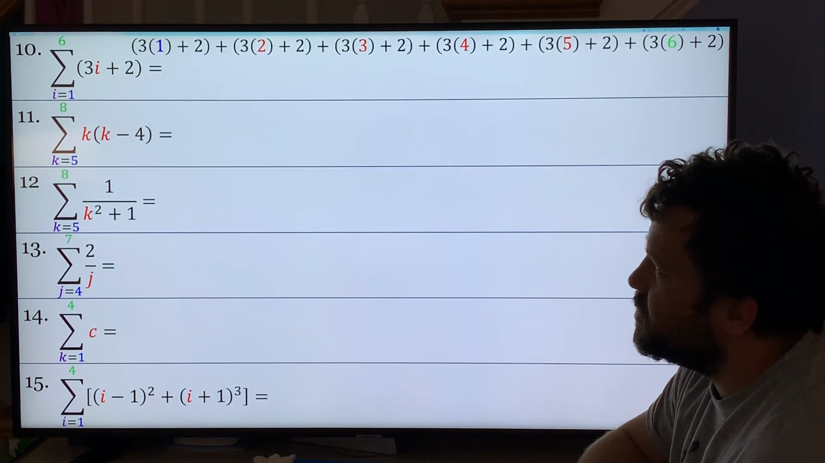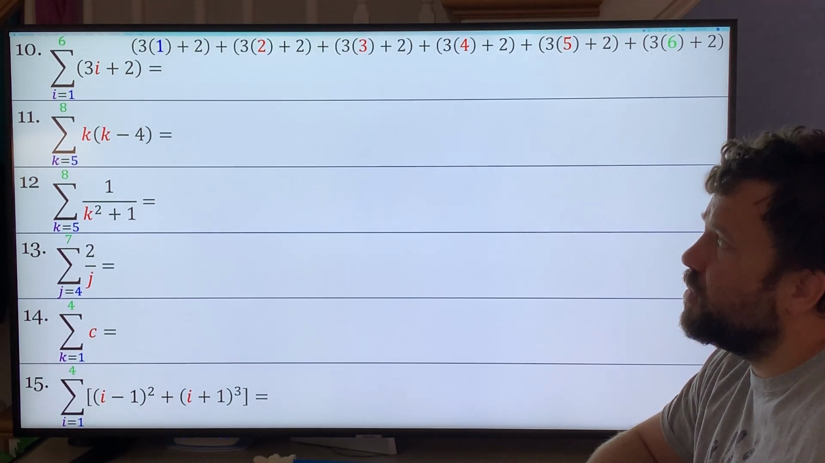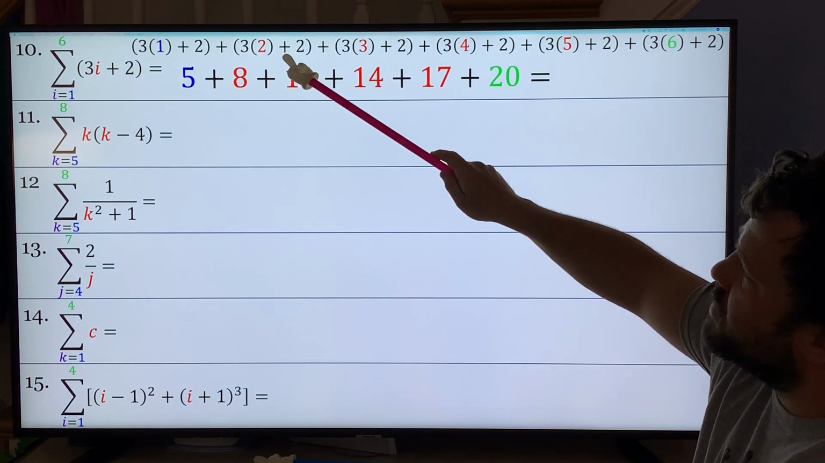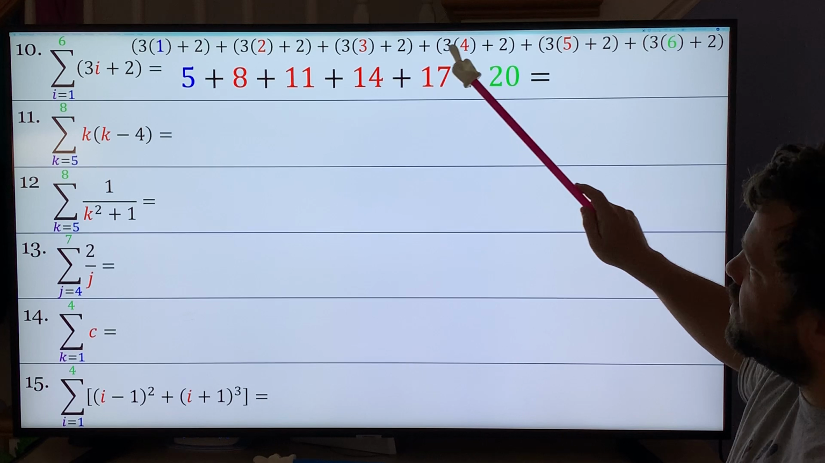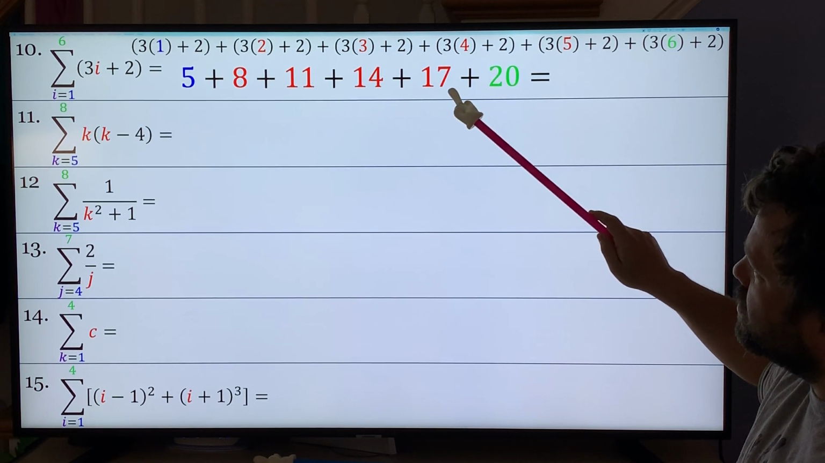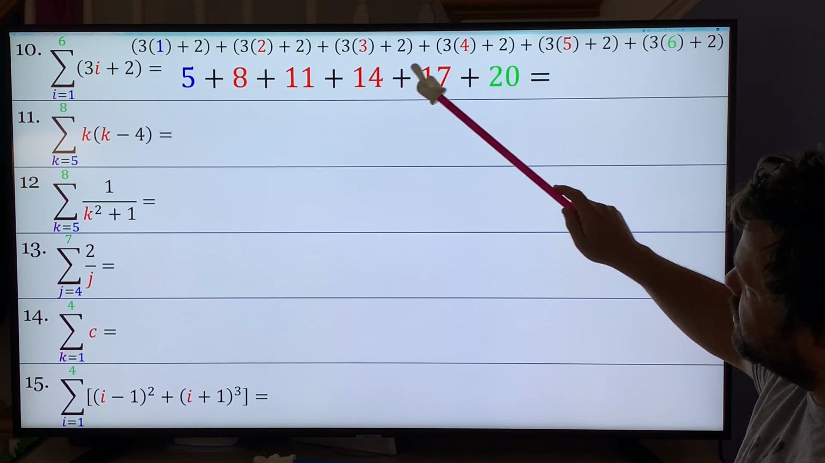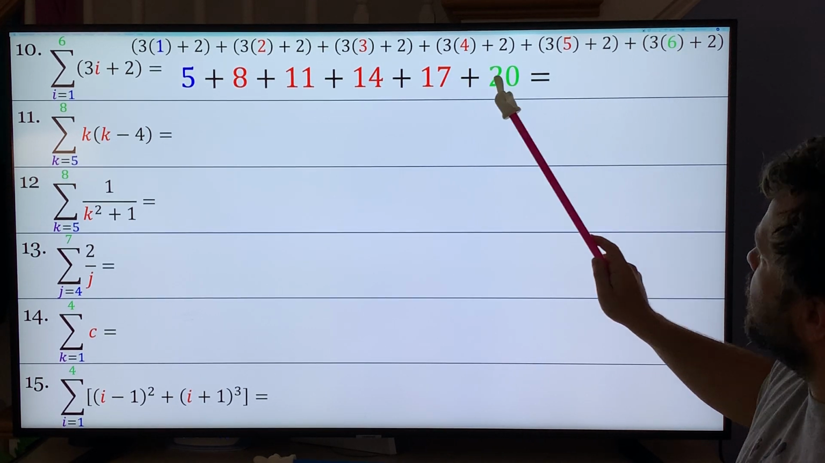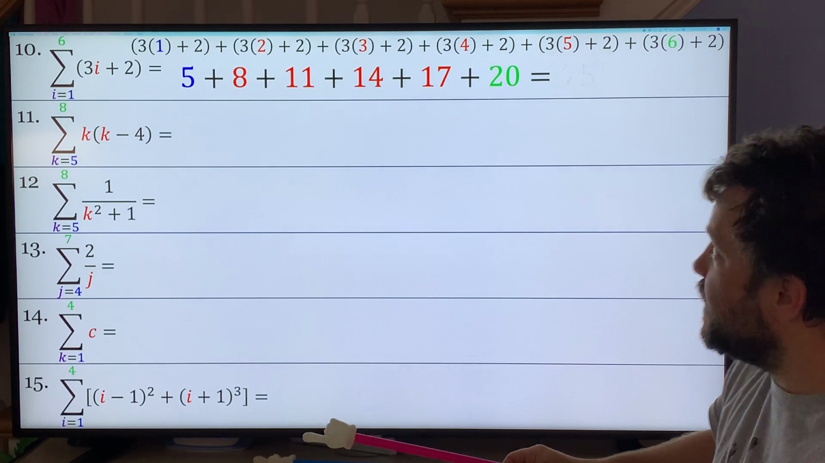Plug in your 1. 3 times 1 plus 2, 3 times 2 plus 2, all the way to the end. This becomes 3 plus 2 is 5, 6 plus 2 is 8, 9 plus 2 is 11, 12 plus 2 is 14, 15 plus 2 is 17, and 18 plus 2 is 20. Add them together, you get 75.